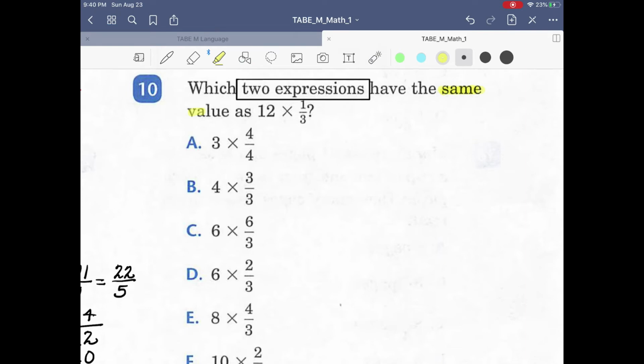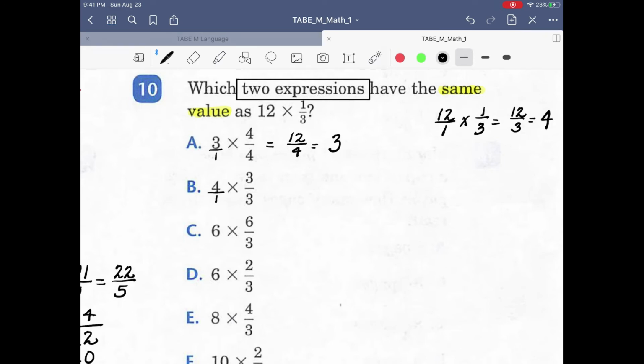Which two expressions have the same value as 12 times a third? Well, let's see what 12 times a third is going to be. That would be 12 over 3, or 4. So we want to know two of these that will equal 4. Well, this one's going to be 3 times 4 is 12 divided by 4. That equals 3. So that's not one of them. 4 times 3 is 12 over 3. That equals 4. That is one of them.